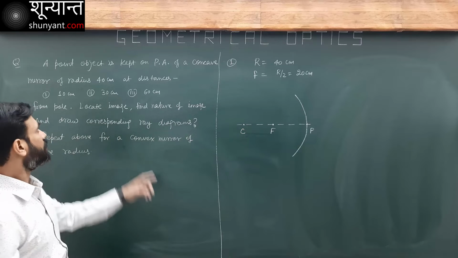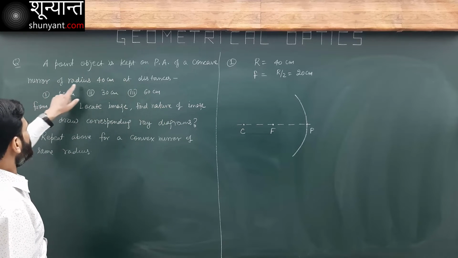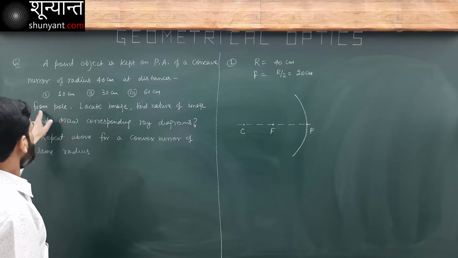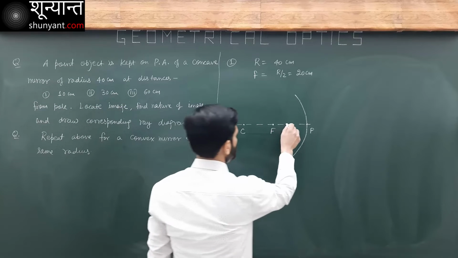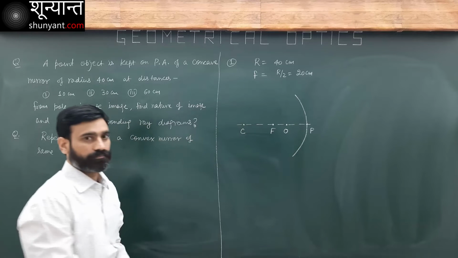Where is the object? Object is kept on principal axis at a distance of 10 centimeter from pole. Okay, my object is here. This is my object. My object is here. Okay.